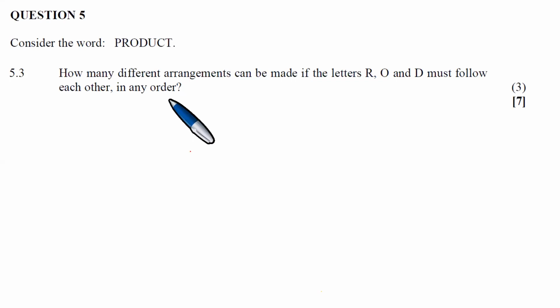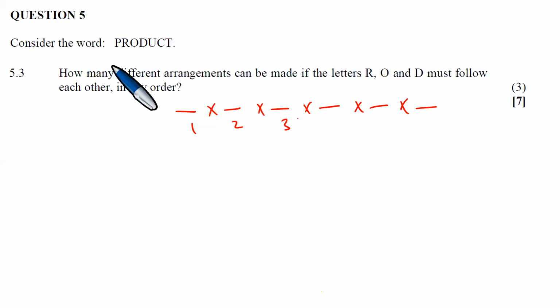So obviously, I have to arrange the 7 letters. Just slightly different rules, but the same thing. Position 1, position 2. We have 7 blanks for the 7 letters. We need to place them on top of the blanks: 1, 2, 3, 4, 5, 6, and then the 7th letter.